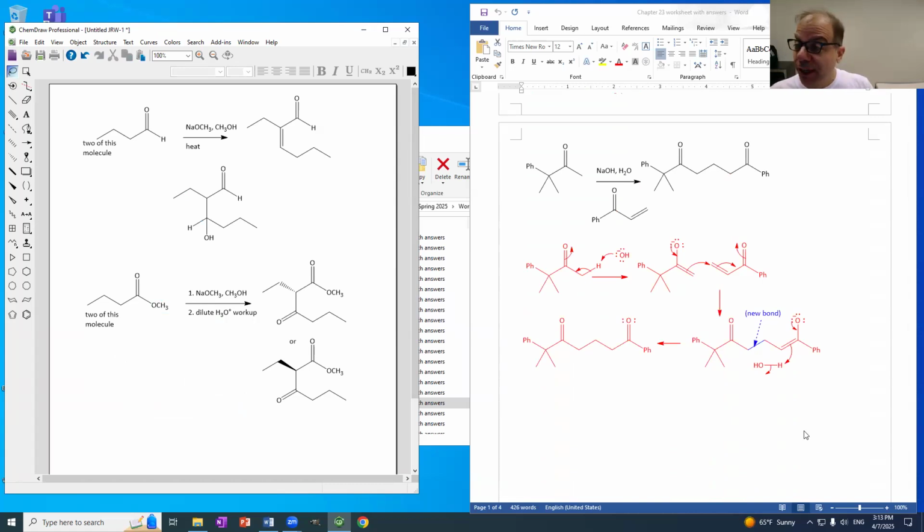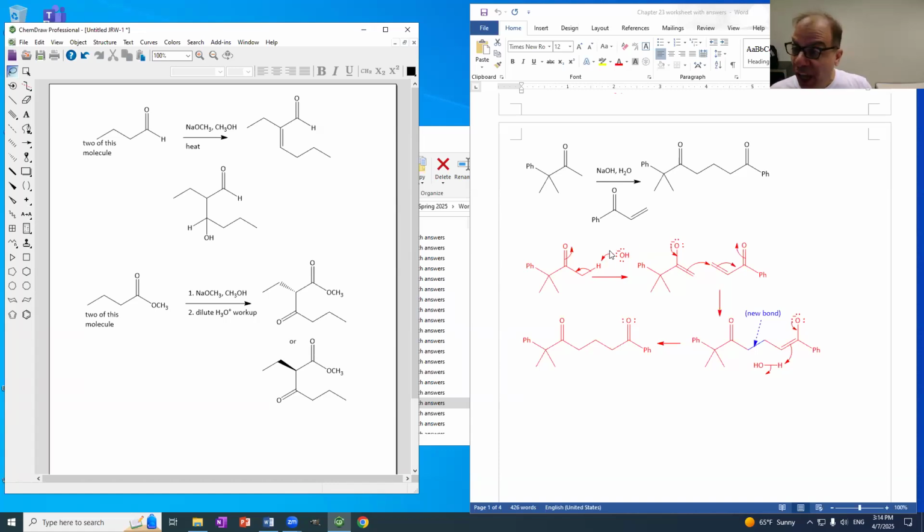The next question is the addition of an enolate to an alpha-beta unsaturated system. And in this case, it's very clear where you're going to form the enolate. This methyl group is the only carbon that has any acidic protons in either of these two organic starting materials. So we start by using the base we're given. In this case, the base is hydroxide.